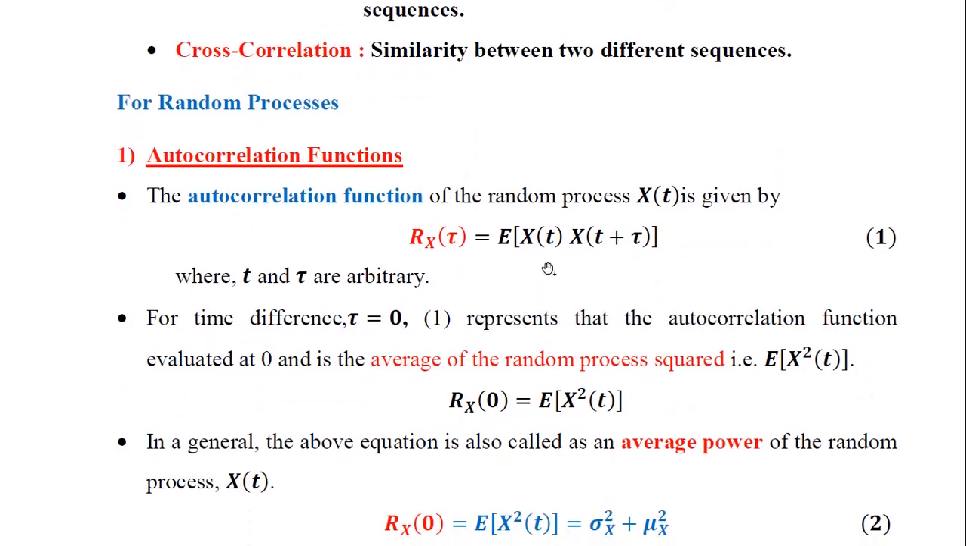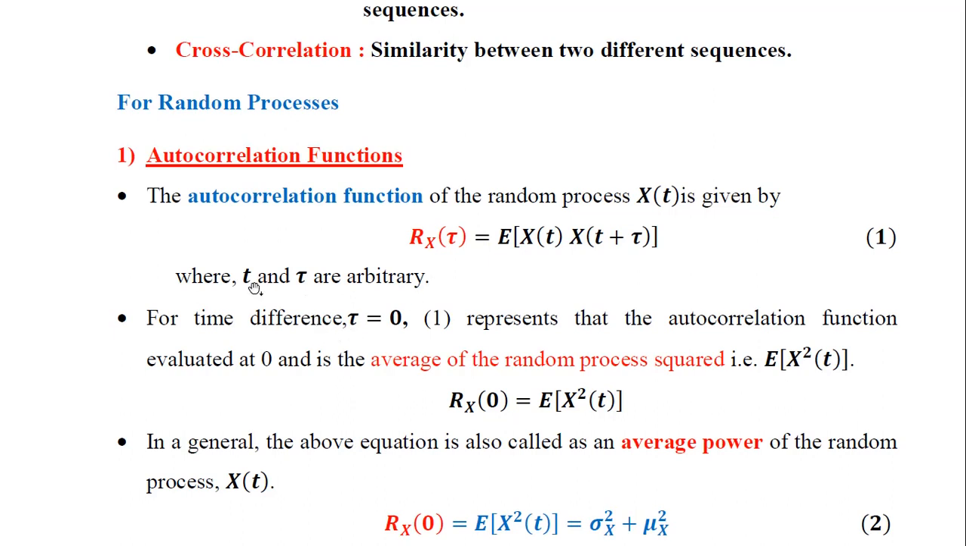The autocorrelation function of a random process x is given by Rx of tau is equal to the expectation of the product of x of t with x of t plus tau. That is, in the expectation, the first term x of t is the original sequence and x of t plus tau is the time shifted sequence. When we find the product of these two and then take the expected value, the resultant value is assigned to the autocorrelation function, where t and tau are both arbitrary in nature.